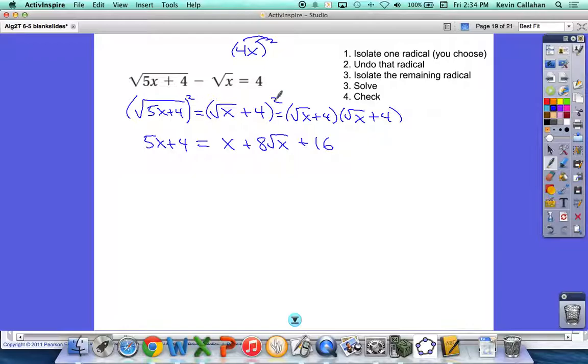We need to isolate the second radical, the one that we didn't already get. And I'm going to do this in a few steps here. Let's subtract this to this side. That'll give us 4x. Subtract 16 to this side. That'll give us minus 12 equals 8 times the square root of x.